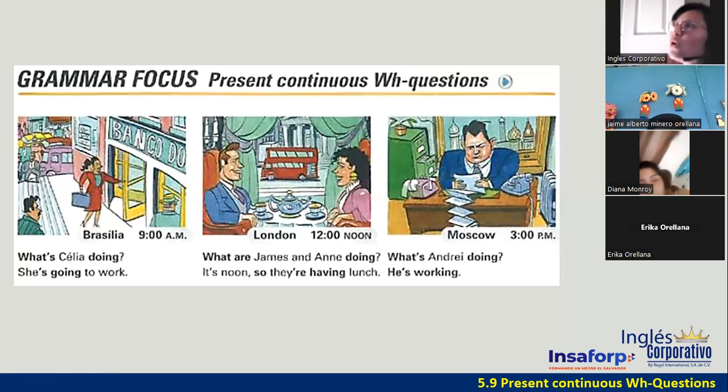And then we move to London. Y en Londres, pues son 12 horas de diferencia, ¿verdad? We move to London, and it's 12 noon. Desde el anterior que les mostré. No, perdón. Serían cuatro, ¿verdad? Vamos con 4 horas ya. So, London. In London, it's noon. O sea, mediodía. And the question is, what are James and Anne doing? Well, it's noon, so they're having lunch.